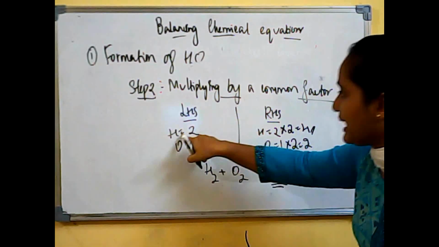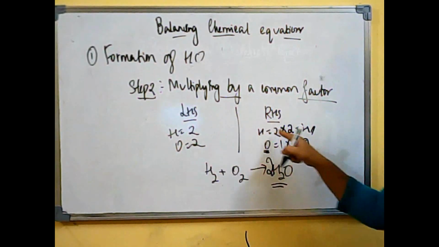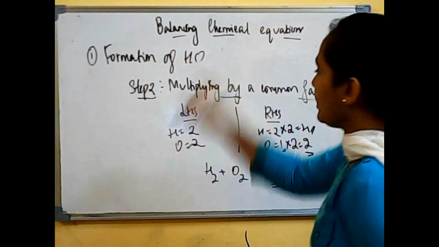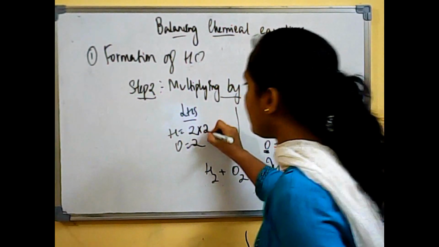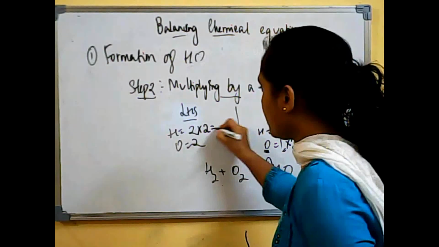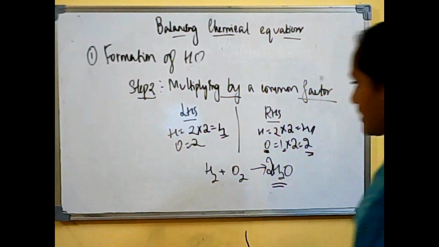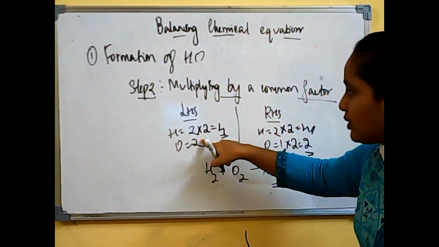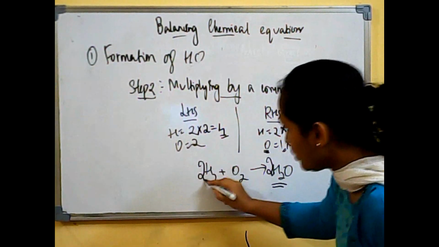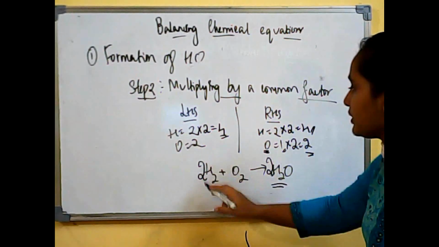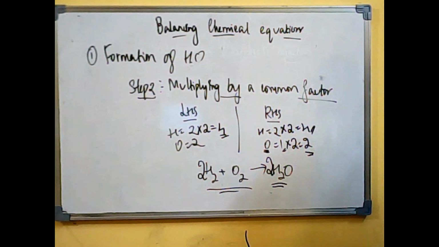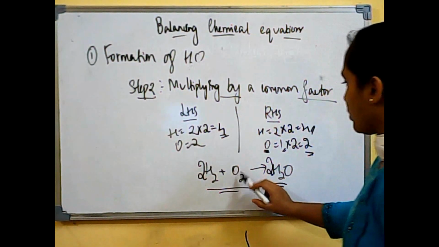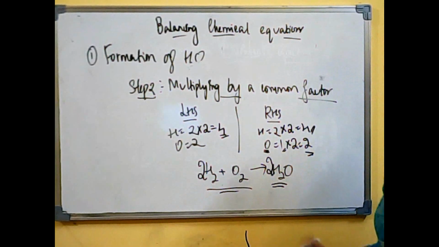Now here on the LHS and the RHS hydrogen is not balanced. So now what will you do? Yes, again you will multiply it with the common factor. So multiplying it to 2 gives you 4. So after you have written 2, you have multiplied it by 2, come back and write 2 here. So now your equation is balanced. So what is it? 2H2 plus O2 giving you 2H2O.